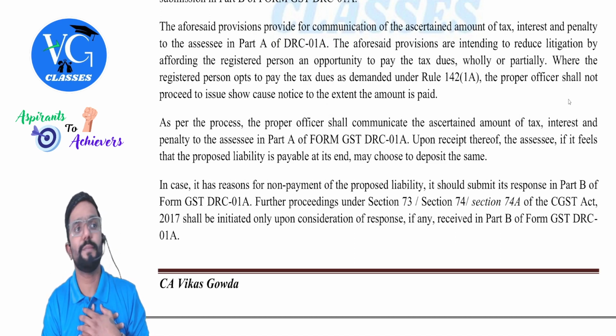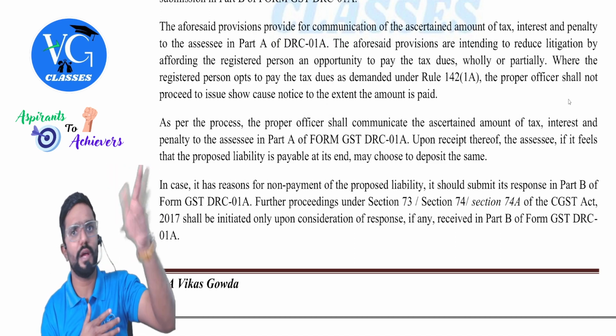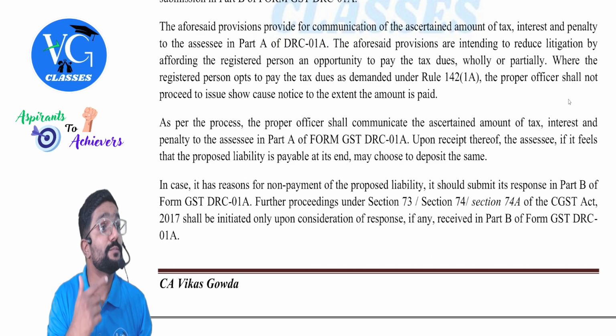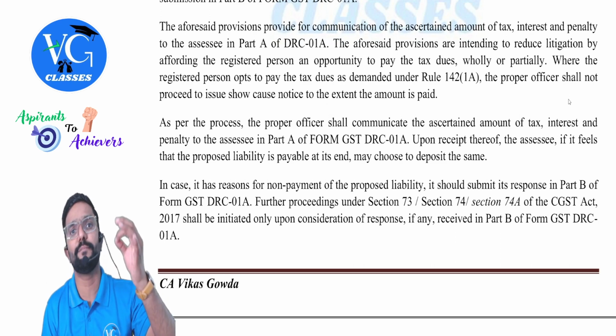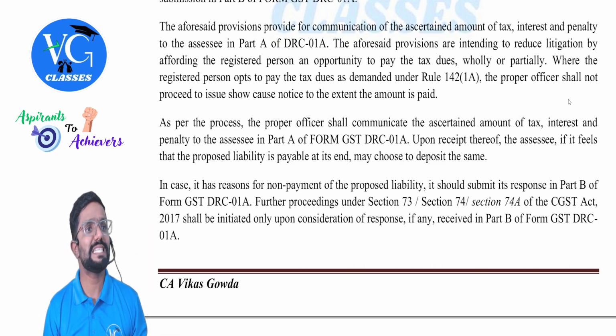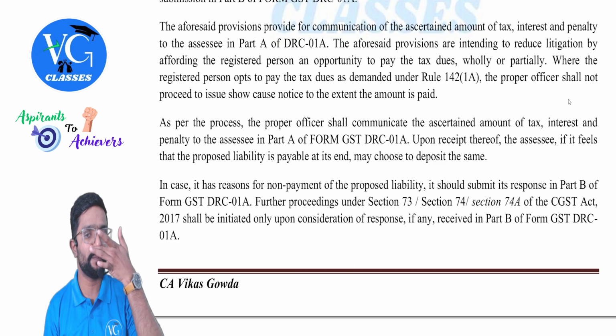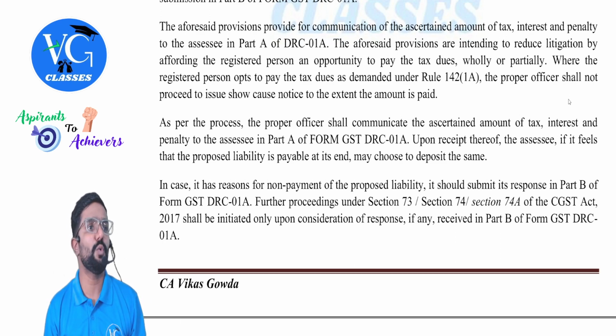Means, if the registered person feels that what you are telling is wrong, I should not pay it, he should respond. He should give his response in what? Part B. In simple, he should give his reply in part B of DRC 01A. Further proceedings under section 73, 74 or 74A of CGST Act 2017 shall be initiated only upon consideration of response, if any, received in part B of form GST DRC 01A.